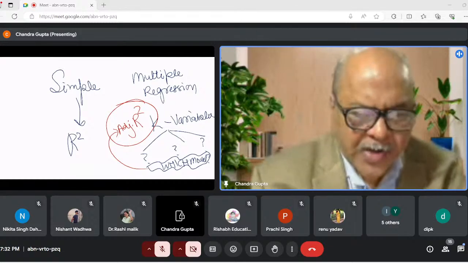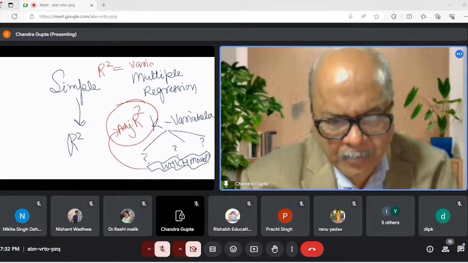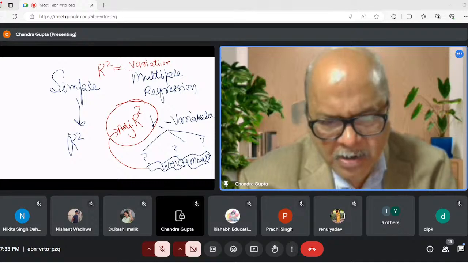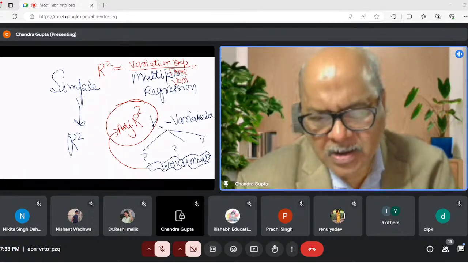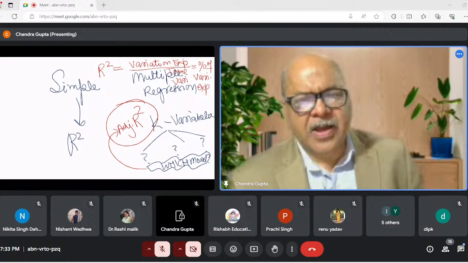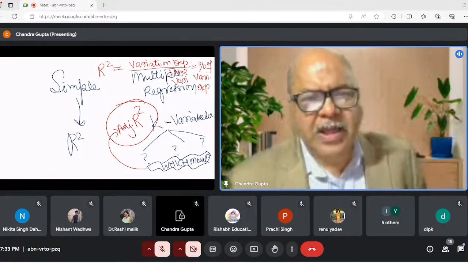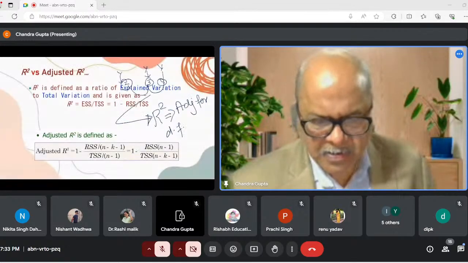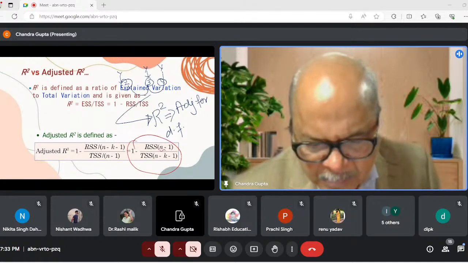And what is the interpretation of R square? R square is variation explained divided by total variation. That means percentage of variation explained. That is the interpretation of R square. So I hope you get a clarity between these two. And that's the way we calculate adjusted R square. And these are nothing but my degrees of freedom.